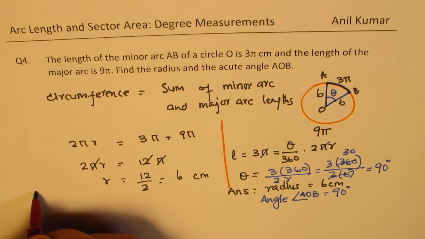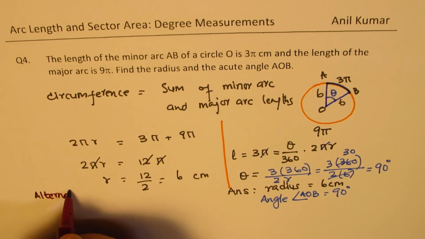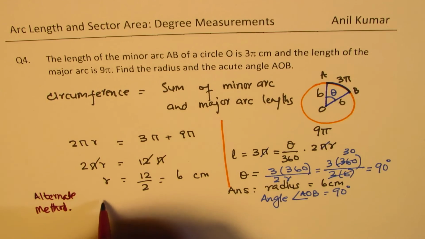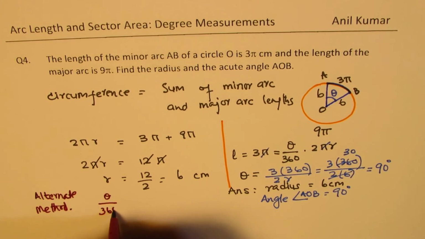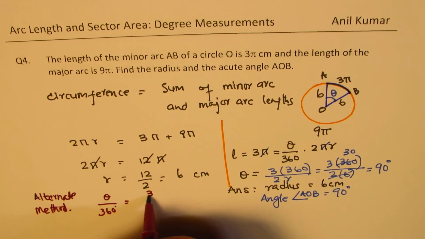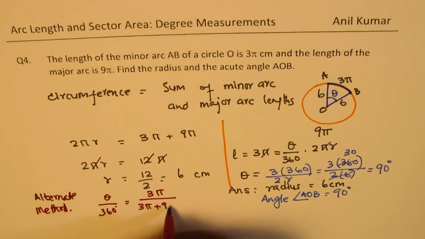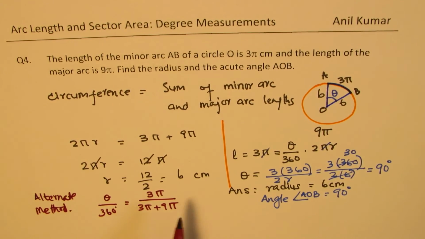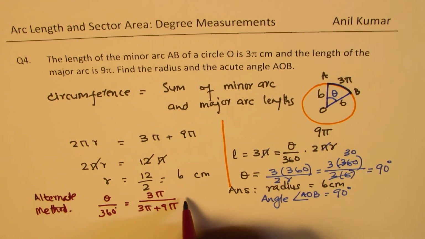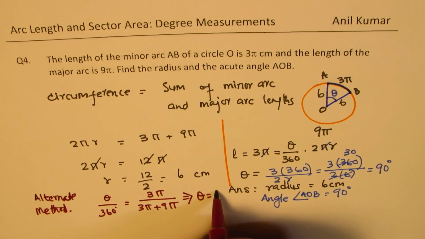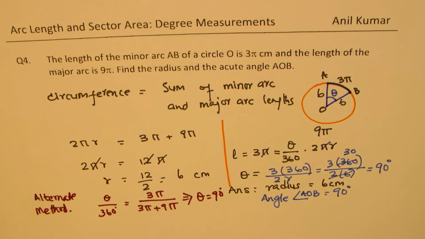So let me write down the alternate method. We know this angle theta over 360 degrees will be equal to 3 pi over total length, right? Which is 3 pi plus 9 pi. Do you see that part? So from here, you could get your value of theta, right? Cross multiply, this is 12, so 1/4 of 360 degrees. So this alternate method is a shortcut to solve such questions.